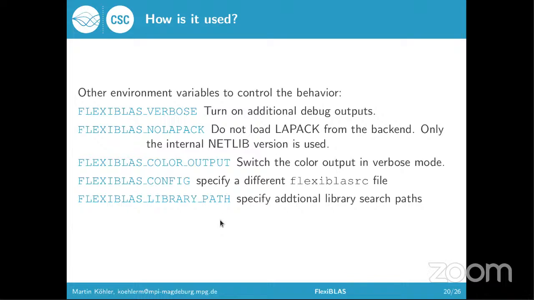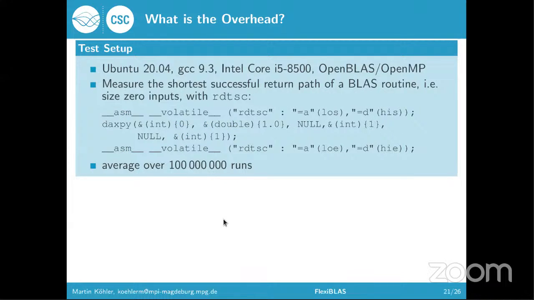So quite usual stuff. The more interesting question is: it's a wrapper library, so there is some overhead, and the question is how large is this? For this case, I tested this on my desktop computer. It's a relatively modern Core i5 system with the current Ubuntu setup. I'm normally using OpenBLAS with OpenMP support. And I measured the shortest return path you can have from a BLAS library which is successful, so which does not run into this XERBLA error message system. So the shortest successful call, and that is if you pass in inputs of size 0.